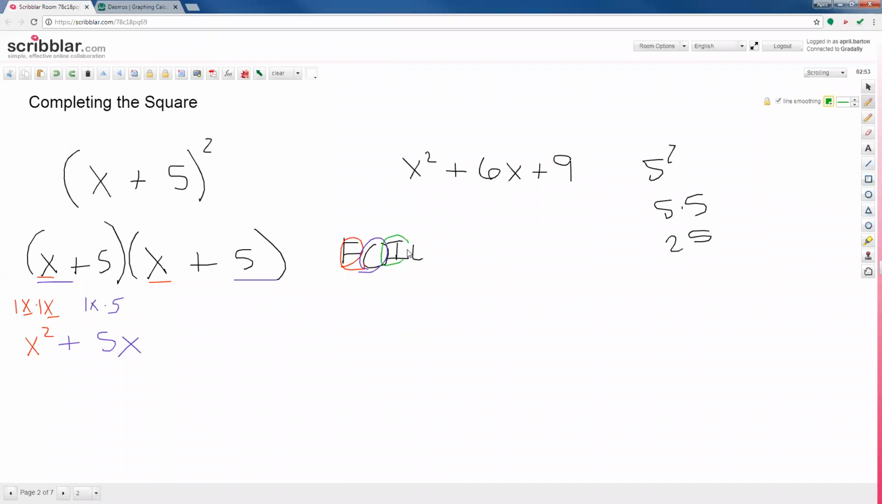Then we do the I, which is inner times inner. Again, instead of each parenthesis, we look at the whole thing. So the inside of all of that stuff written, that's another 5x, because 5 times x gives you another 5x. And then L is last times last. So the 5 times 5.